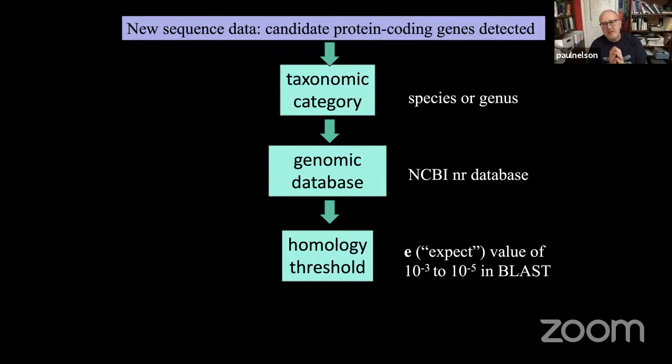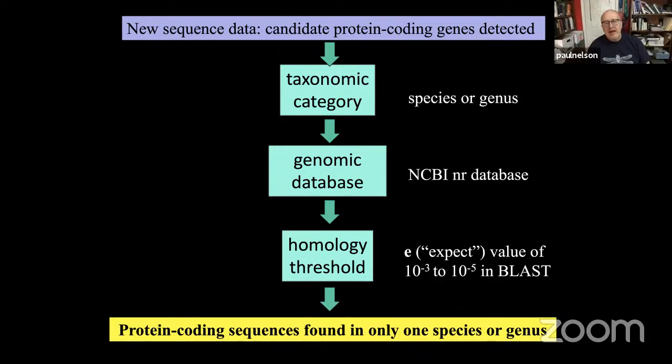But a typical expect value for assigning orphan status is 10 to the minus 3 to 10 to the minus 5, although people can go those negative exponents can get very much larger depending on how stringent you want to be. And through that pipeline, you submit your DNA sequence data, and what gets kicked out down here are the protein coding sequences found only in one species or genus. So that's how you're isolating these unique words.